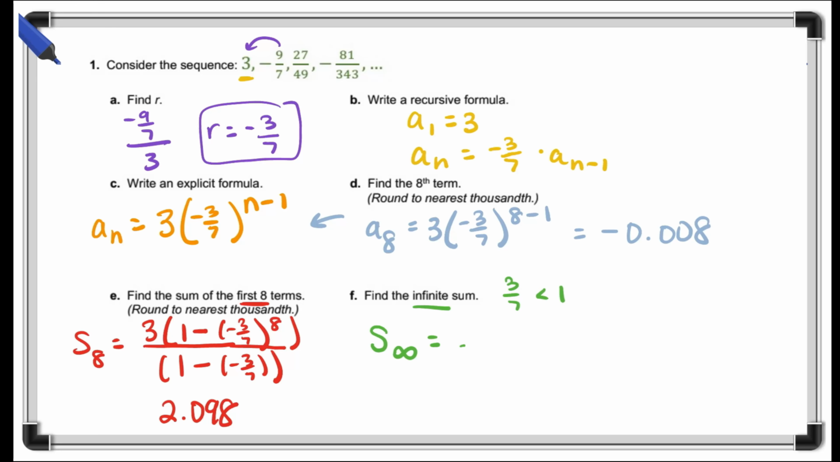So you have your formula here, so that is a sub 1, so that's 3, and then 1 minus negative 3 over 7, which gets you 2.1.